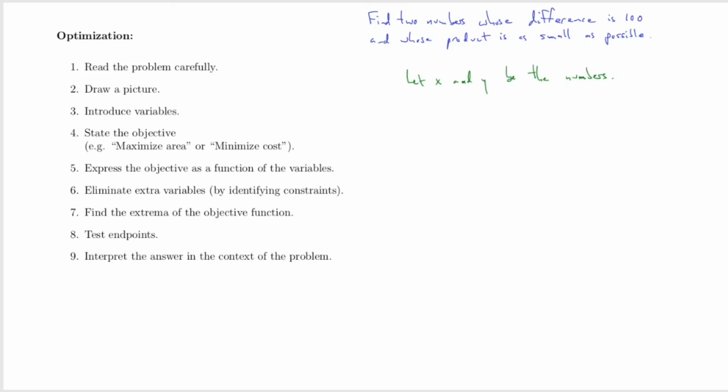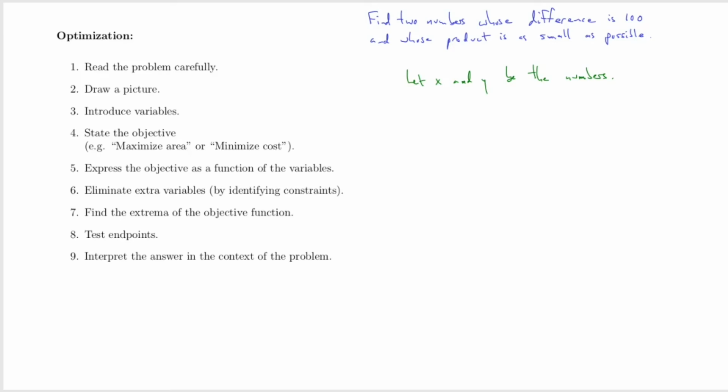Okay, we've read the problem carefully. As I said, there's really no picture to draw, and so it's time to introduce some variables. What are we going to call these two numbers? You can call them A and B. You can call them Fred and Barney. I don't really care. X and Y is what I have chosen to call them.